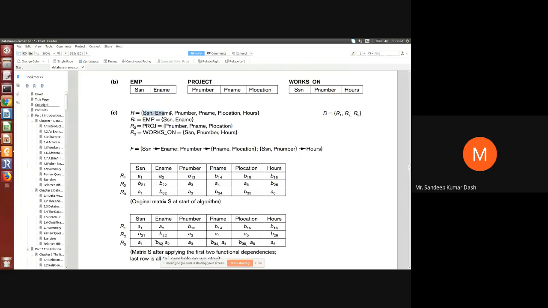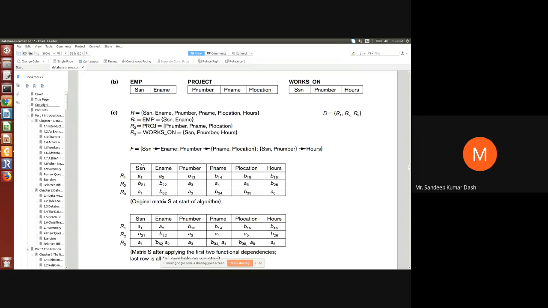Here R has 1, 2, 3, 4, 5, 6 attributes: SSN, ename, P number, P name, P location, hours. R1 has SSN, ename, so I wrote SSN as A1, ename as A2, rest all will be B. Remember from the last example, whatever relation and whatever attributes it has, under those attributes you have to mention A first. Since nothing else is there, all of them will have B. This is first row third column, so B13, first row fourth column, B14, first row fifth column, B15, B16.